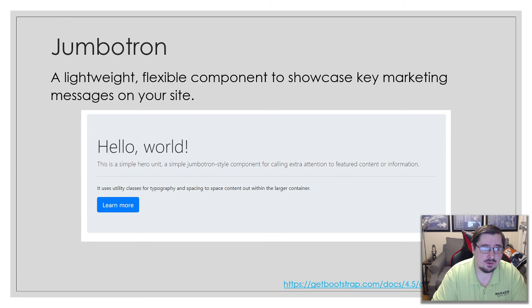So the Bootstrap Jumbotron is a very lightweight, flexible component used to showcase key marketing messages on your site. Okay, and the Bootstrap Jumbotron looks something like this. Which is kind of a lie, because actually the Bootstrap Jumbotron is just this gray box. That's the whole Bootstrap Jumbotron, really just that gray box. All the content inside of the Jumbotron is completely your own making, and in fact is all content that we've talked about previously.